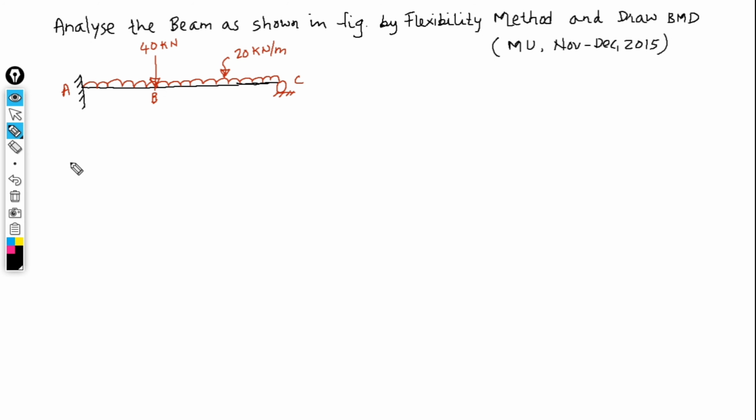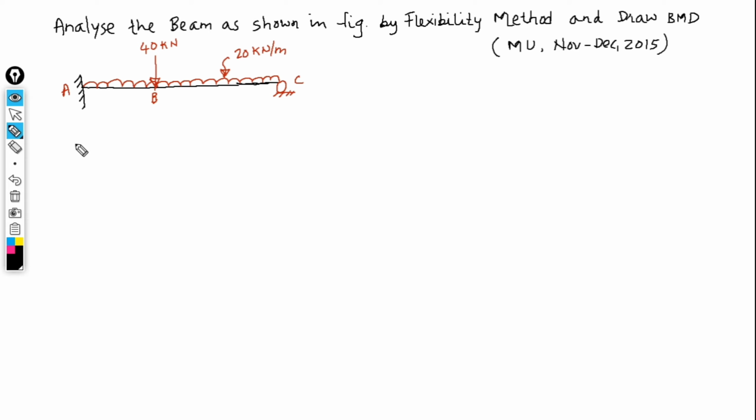Here we have a propped cantilever which is subjected to two loads. One is UDL which is acting over the entire span of intensity 20 kN per meter. Other is point load 40 kN.